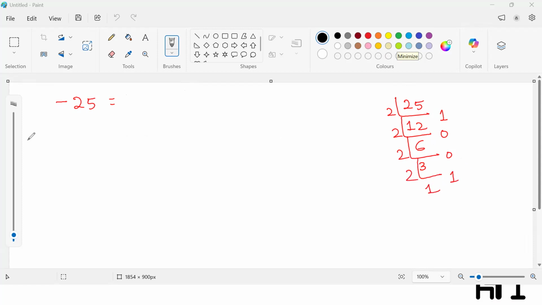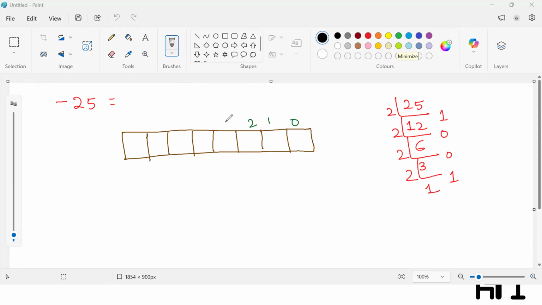Okay. Now for 1 byte of memory, if you are representing with 1 byte of memory, so definitely 8 bits will be there. The index will start from 0 to 7. Okay. Now first thing, as this is minus 25, let's keep the sign bit or the MSB as 1.